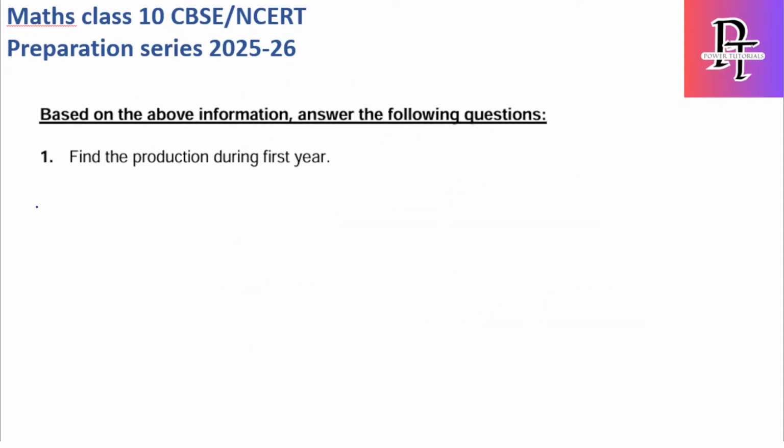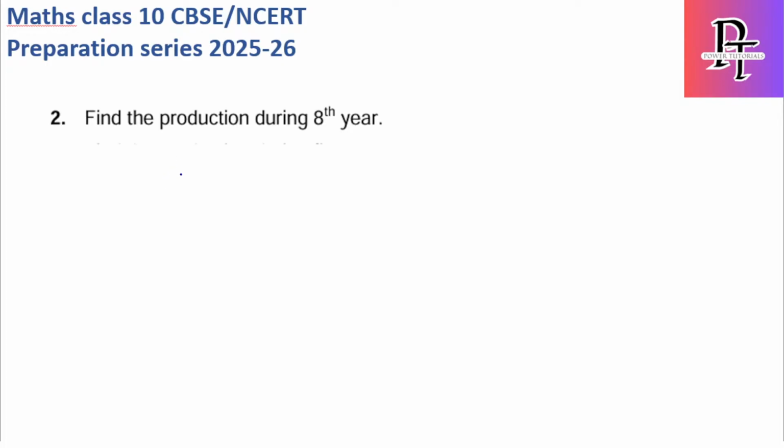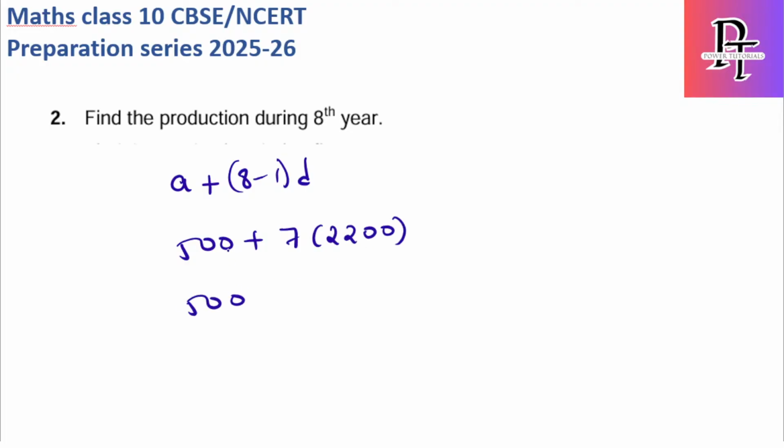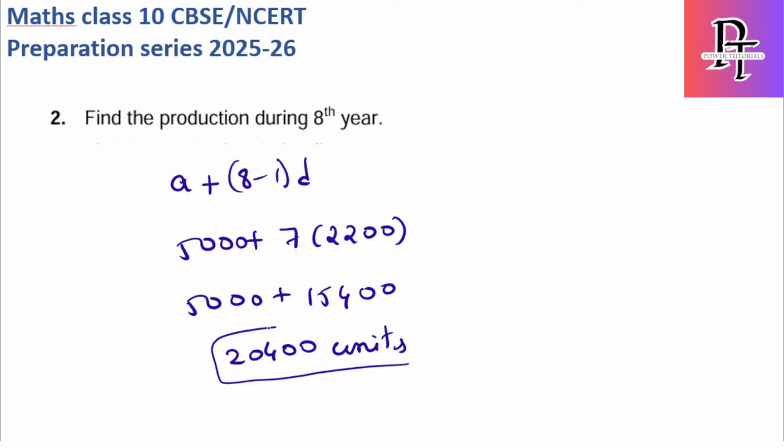Okay, let's see the first one. The production in the first year I already got, which is 5,000. Okay, next, production in the 8th year. So simple, again the Tn formula, which is a plus 8 minus 1 into d. So a is 5,000 plus 8 minus 1 is 7. The d value we got is 2,200. So 5,000 plus 7 2s are 14, 7 2s are 14, 15. So this answer is 20,400. So in the 8th year we have a production of 20,400.